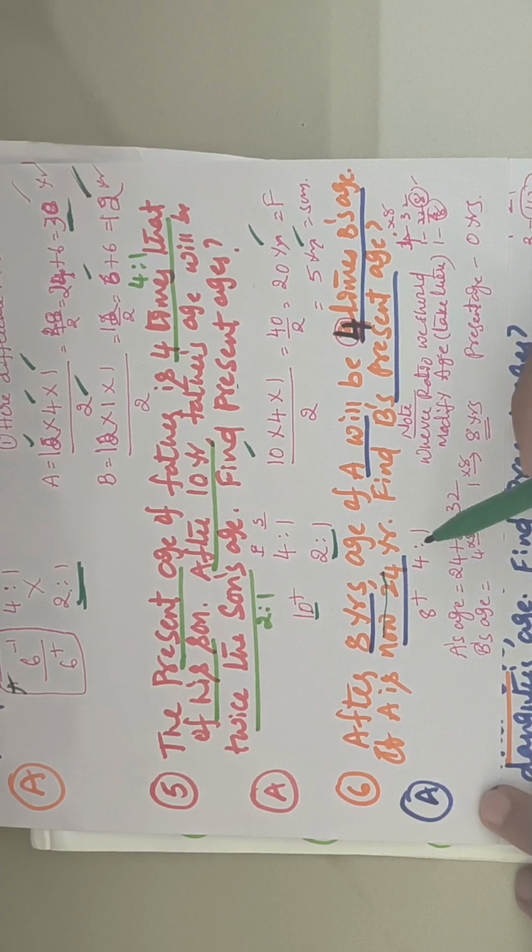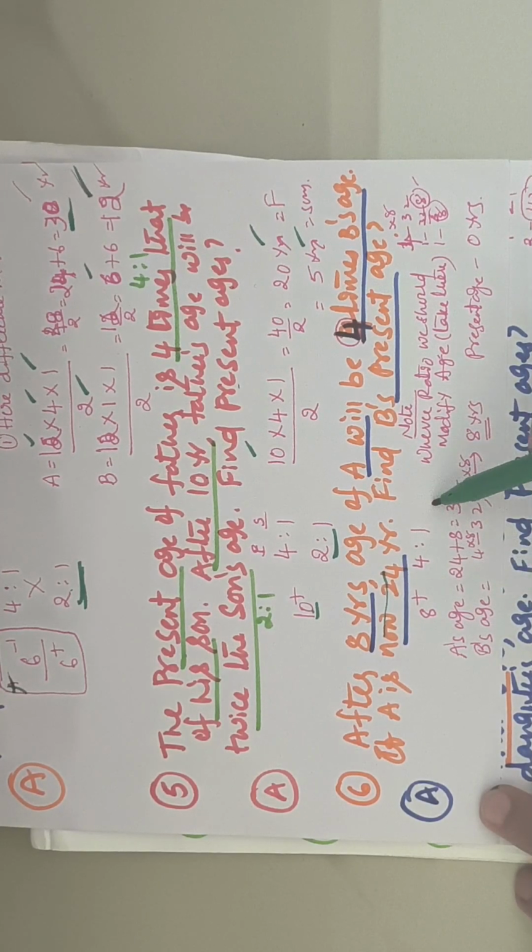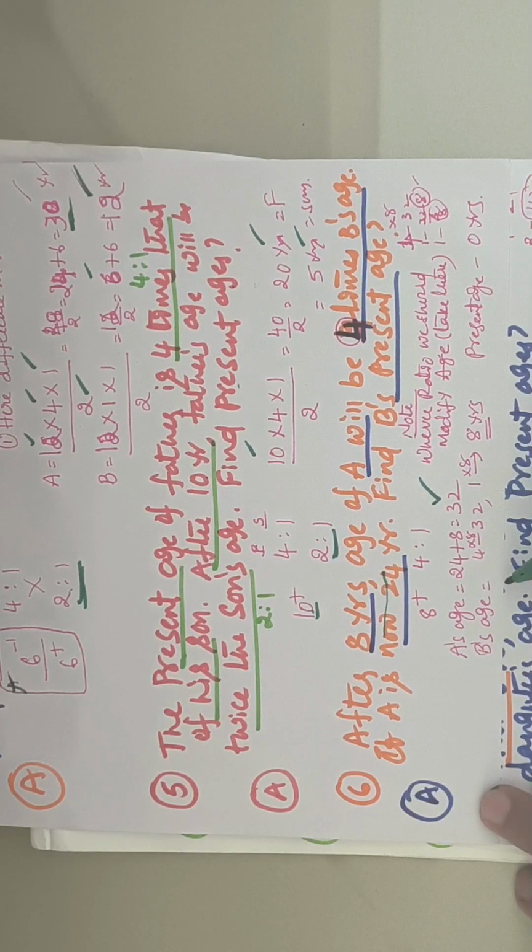So A's age is 24 now. After 8 years, his age becomes 32. The point is, wherever the ratio is, we should modify the age there. Okay, so A's age is equal to 32 after 8 years. So B's age is equal to 4 into 8 parts, 32. So 1 part becomes 8 years. So B's age after 8 years is 8 years.